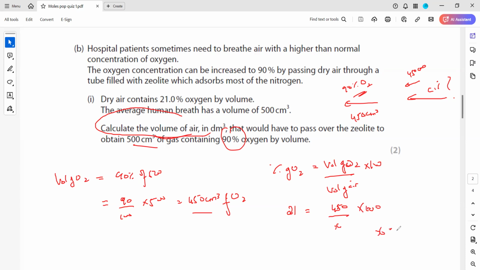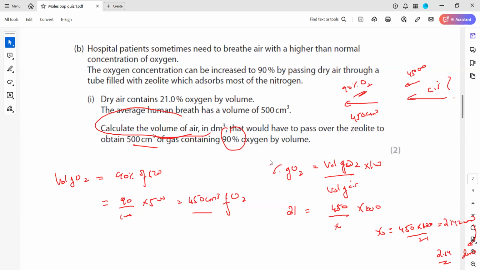We cross multiply. So 450 times 100 divided by 21. What's the answer? How much air do we need? 2,142, so 2,142 cm3. But the question is what volume in dm3? So we divide by 1,000. So it will be 2.14. We write the answer in three significant figures. So we write 2.14 dm3.